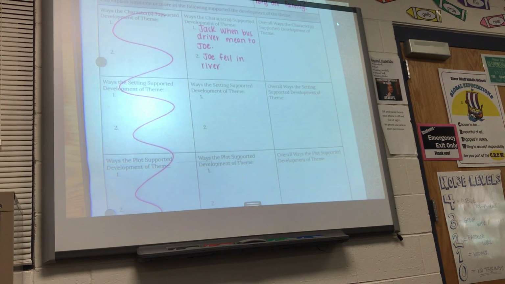Okay. What is setting? I see a couple people using your resources in here. What is setting? Noah? Time, place. The time, place, and conditions. So we know what the time is, we know what the place is. What does it mean for conditions? What does that mean? Jack? The weather. Could be the weather.